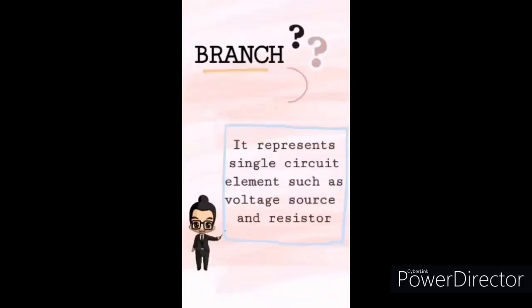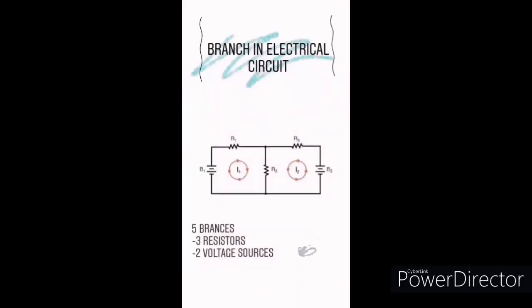Branches in an electrical circuit. A branch is a representative of a single circuit element such as a voltage source or a resistor. This is an example of a branch in a circuit. As we can see, this circuit has 3 resistors and 2 voltage sources. Hence, there are 5 branches in this circuit that consist of resistors and voltage sources.